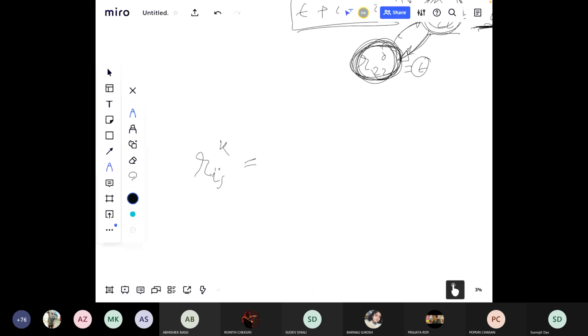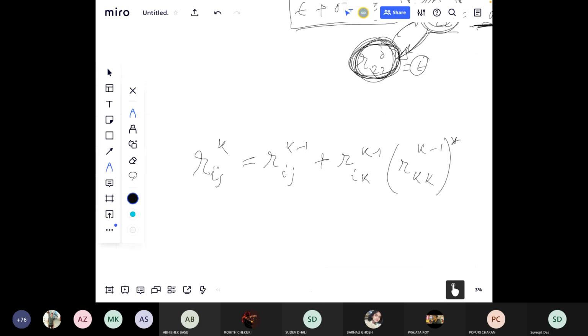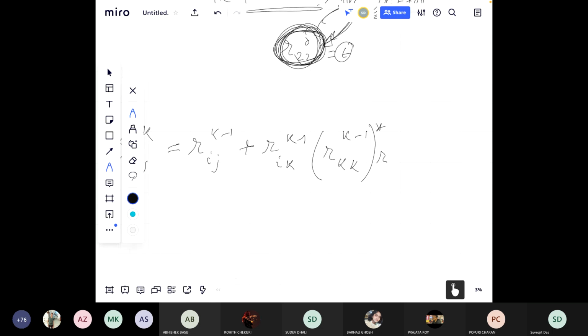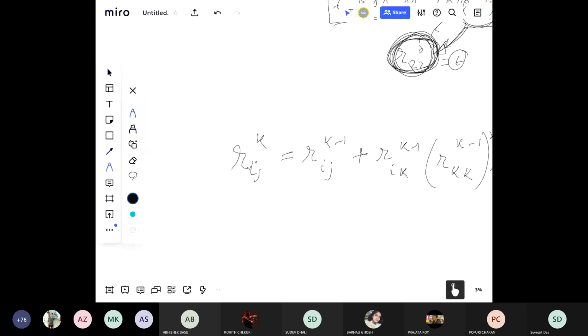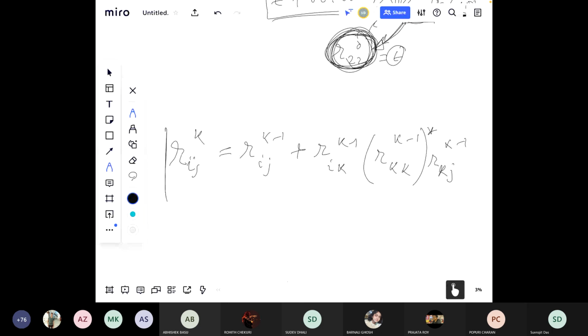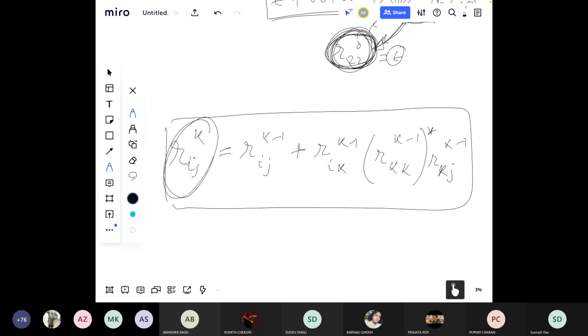Rijk is Rijk minus 1. And then from i to k, you go over k minus 1. From k, you go to k, but only through the k minus 1th level. And then from k, you go to j, but also at the k minus 1th level. So this is a pure structure of generating the kth level strings based on the k minus 1th level strings.